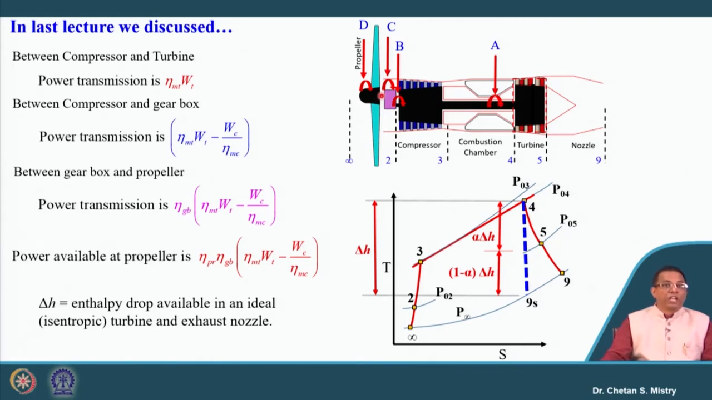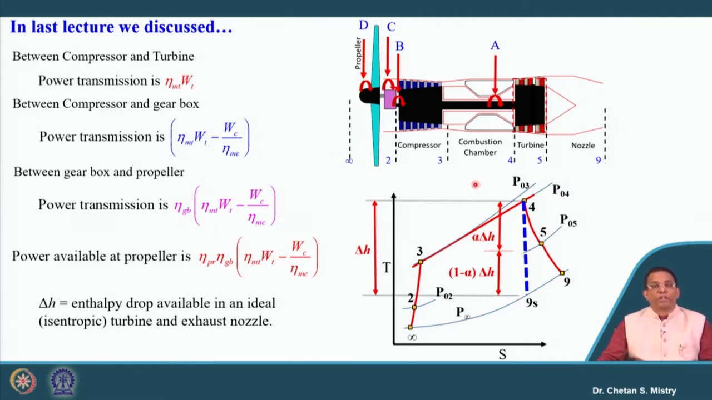And we were discussing the power transmission, or work transfer. Initially, we understood the power transmission for the compressor, which is given by mechanical efficiency into turbine work. Later on, that work is transferred to the gearbox, given in terms of difference of work. Then we discussed the gearbox efficiency, and then we considered the propeller efficiency. This is how the transmission of power was discussed in the last lecture.